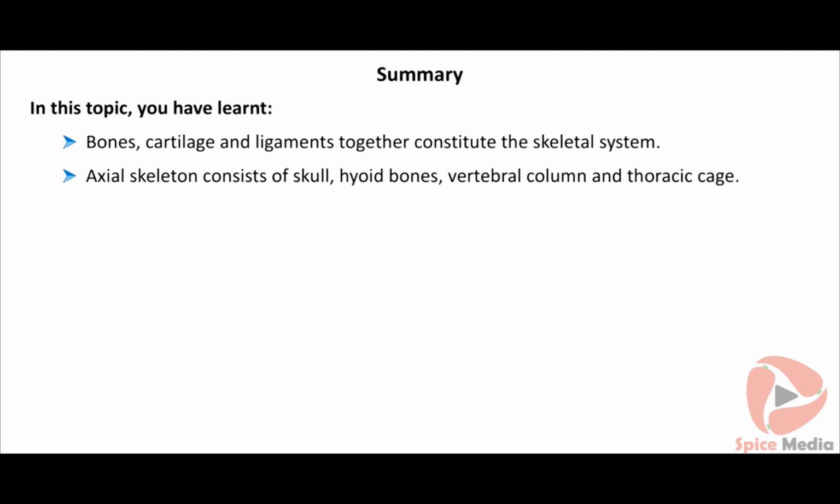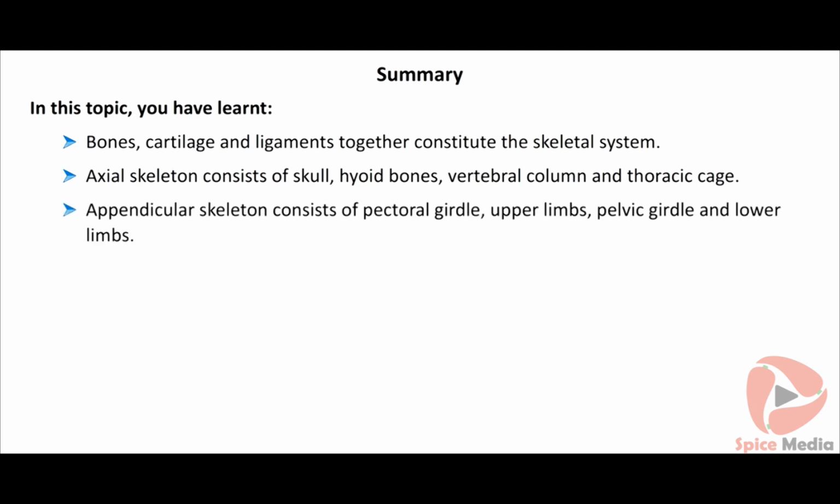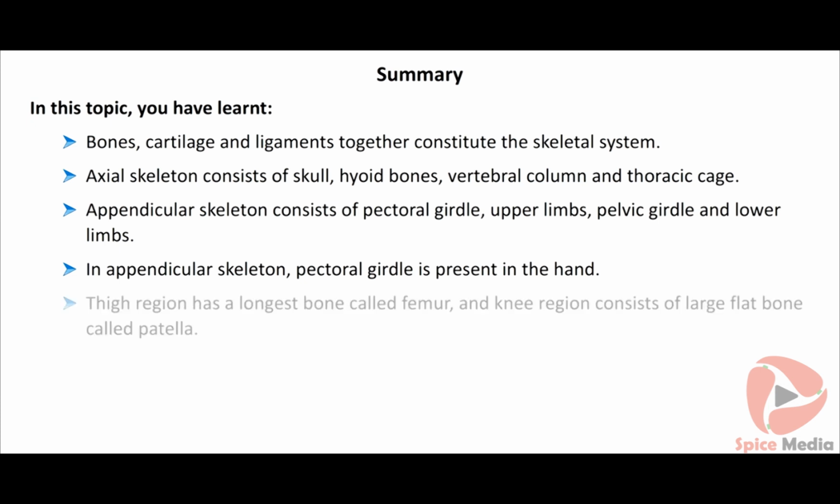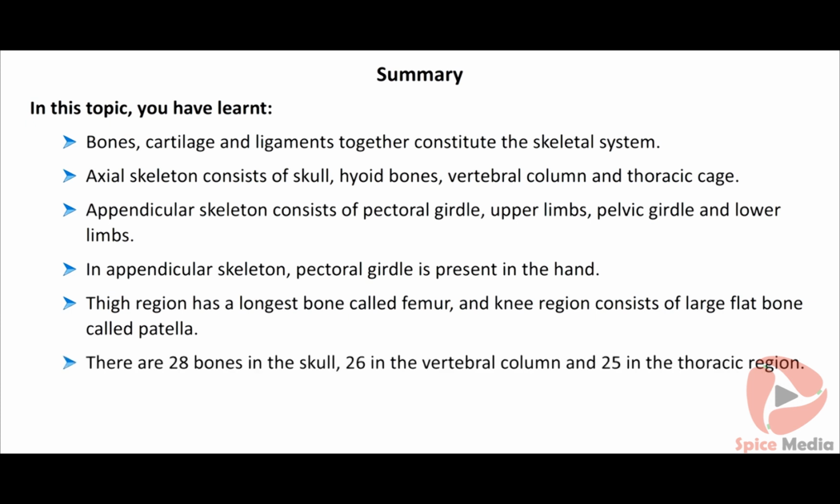In this topic, you have learnt bones, cartilage and ligaments together constitute the skeletal system. Axial skeleton consists of skull, hyoid bones, vertebral column and thoracic cage. Appendicular skeleton consists of pectoral girdle, upper limbs, pelvic girdle and lower limbs. In appendicular skeleton, pectoral girdle is present in the hand.